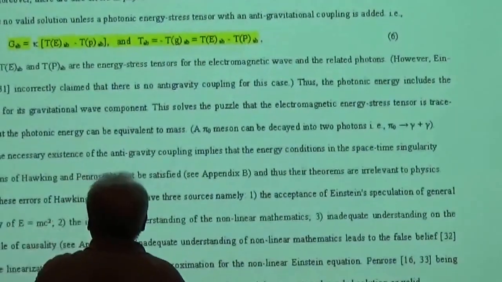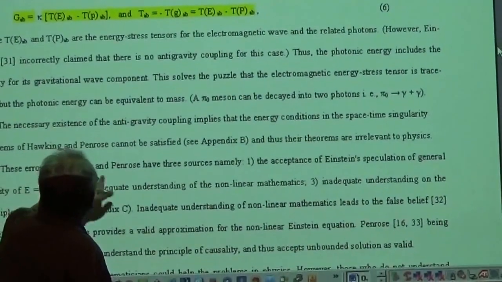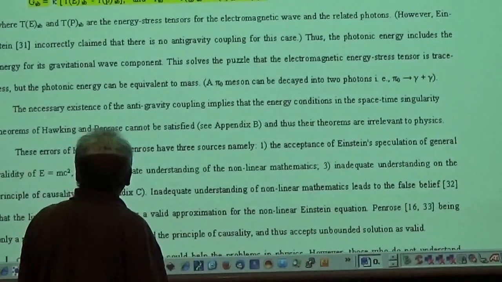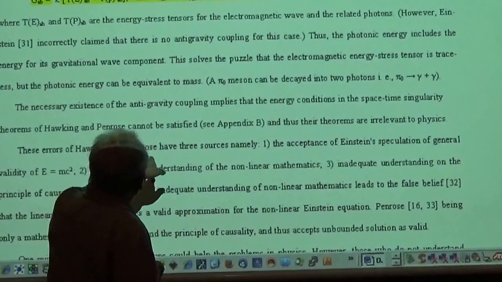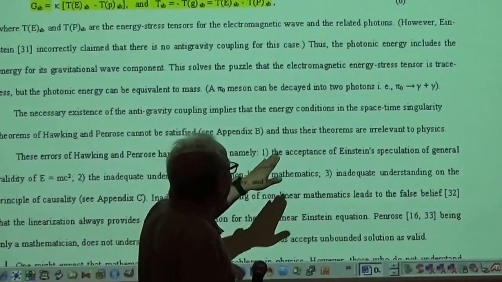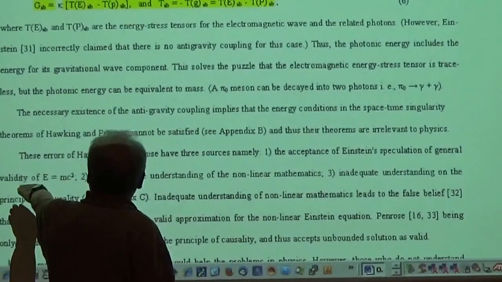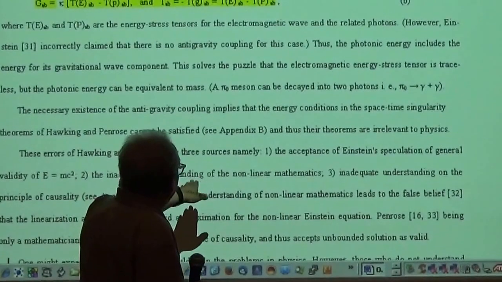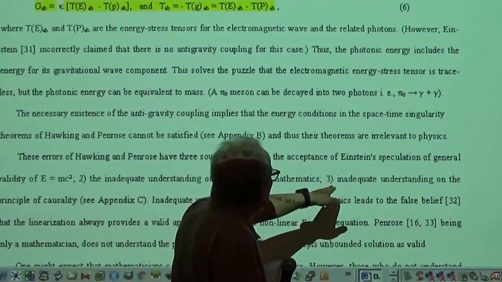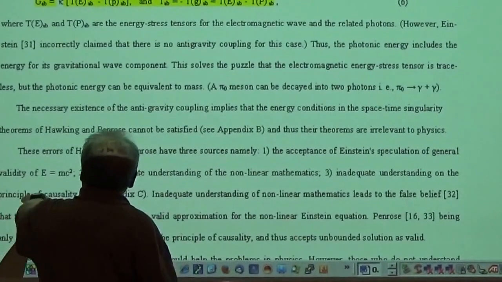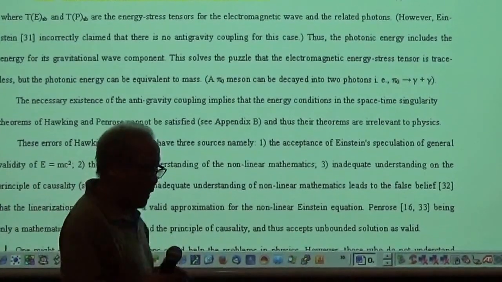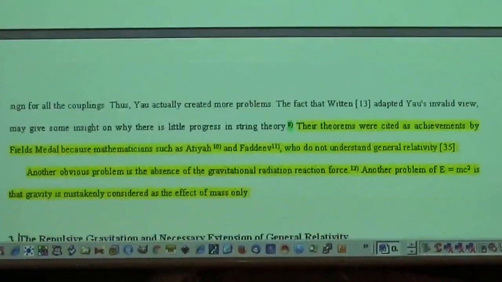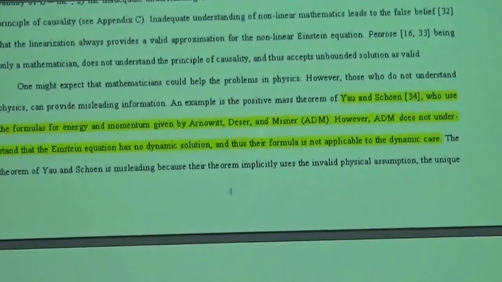Okay, the Hawking and Penrose. Now, the error of Hawking and Penrose has three sources. One, accepted Einstein's speculation as valid for E equals mc squared. Two, inadequate understanding of nonlinear mathematics. Three, inadequate understanding of the principle of causality. That is their mistake. So in other words, general relativity is full of mistakes.